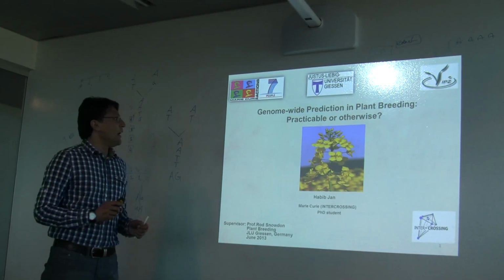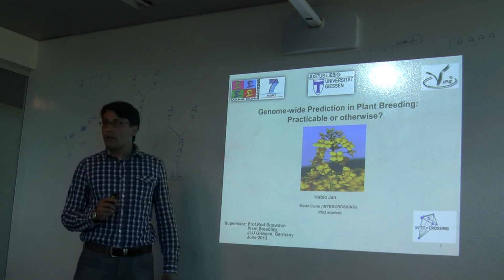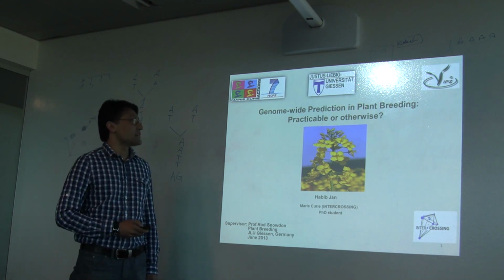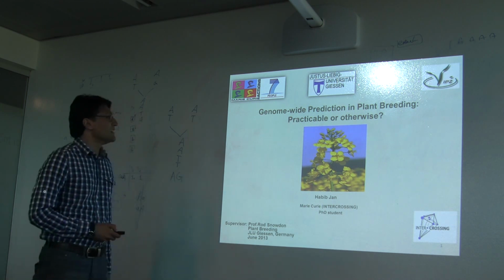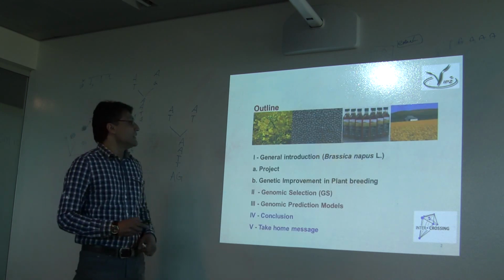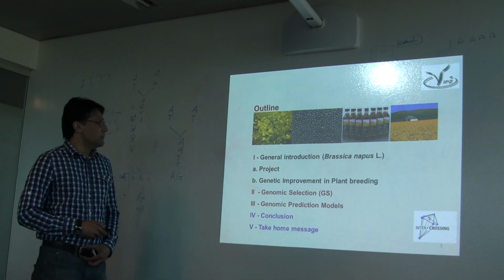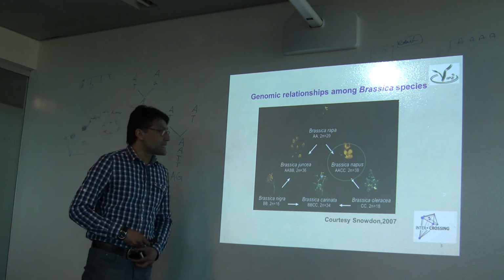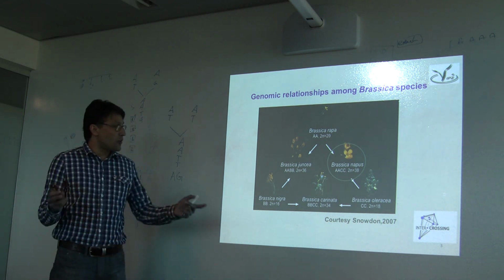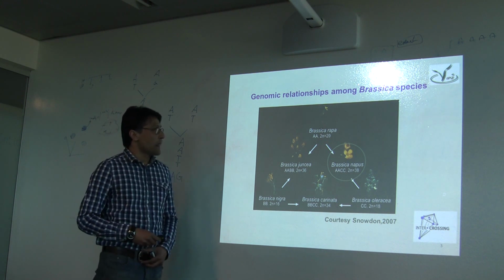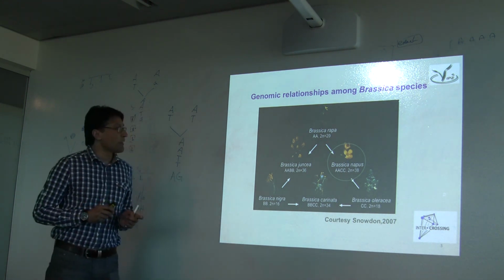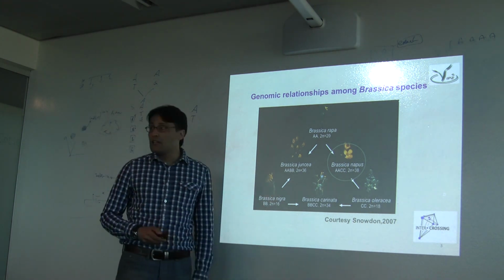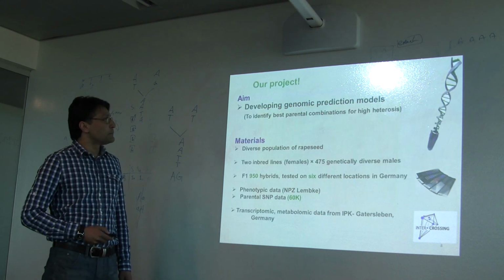Like, nothing to know. Okay, so I'm going to talk about genome-wide prediction in plant breeding, practicable or otherwise. I mean, it's a general topic, but this would be the general plan for today's talk. Starting from Brassica napus, as Andre already told about Brassica napus, it's an amphidiploid of Brassica rapa and Brassica oleracea. So we have 38 chromosomes in Brassica napus.